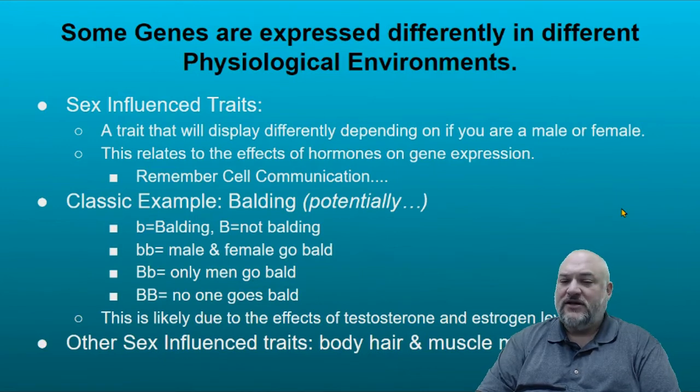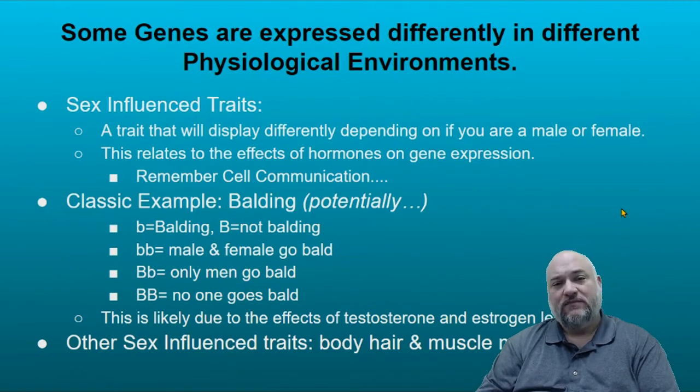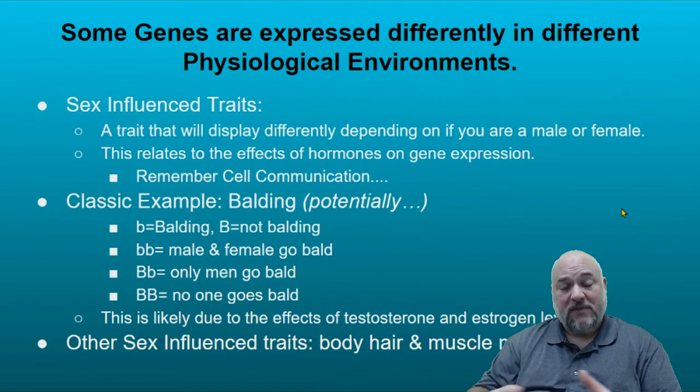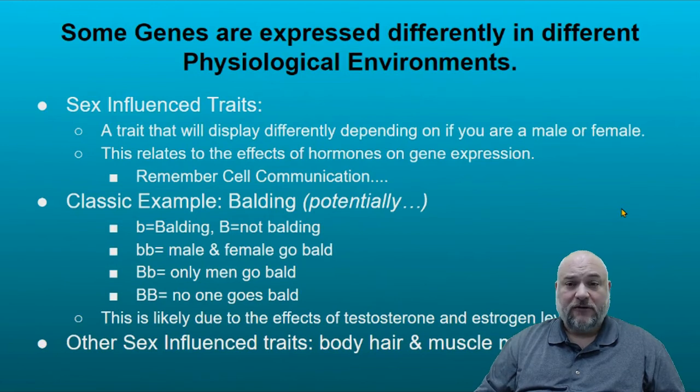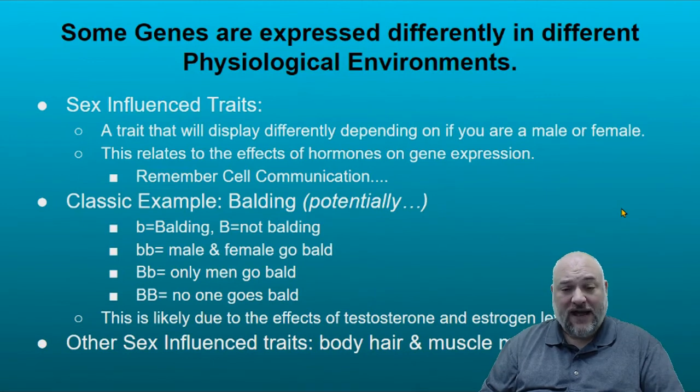And this generally relates to the effects of hormones on gene expression. We did mention this when we talked about cell communication in the last unit, how a lot of hormones will directly impact which genes start producing their products, right? Those hormones actually activate a DNA polymerase or RNA polymerase, which will open up the DNA and start making RNA to make a particular protein from a particular gene. Okay, so if you're male, you're going to be producing a lot more testosterone, which will activate genes differently than if you're a female who's producing less testosterone and or more estrogen.